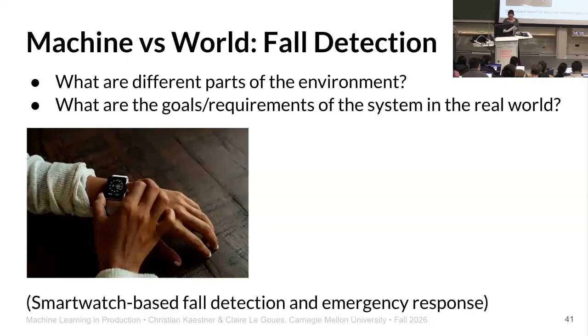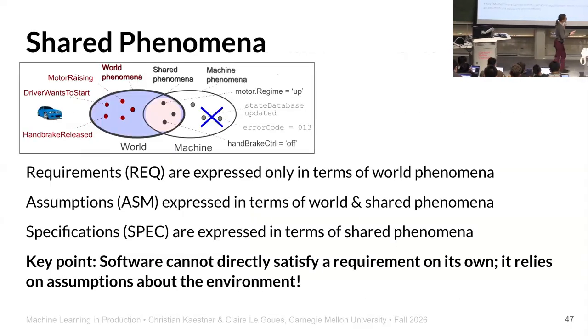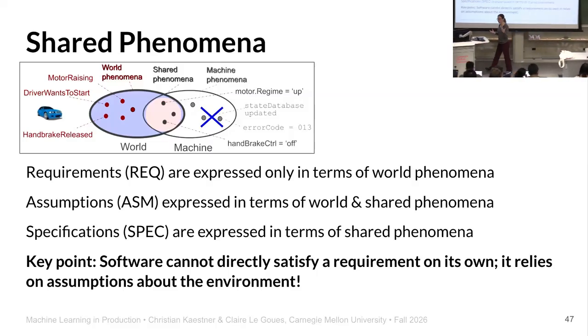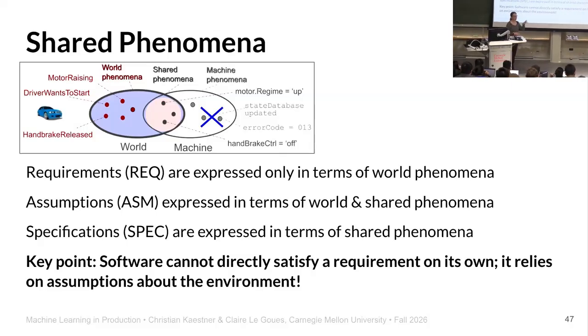So I want to talk about shared phenomena, and I want to skip ahead to the slide before I skip back. So the shared phenomena: there are the things that the software can detect and the things in the world, and the stuff in the middle. The software cannot directly satisfy requirements because it relies on assumptions about the environment. The shared phenomena are basically the things that connect the environment with the software. For example, we are assuming that when the gyro says some threshold above some number, I have fallen, right? The software doesn't know that I have fallen. This is an assumption we are making about what that value means. That assumption connects the real world reality of me falling to the thing that the software is trying to reason about.